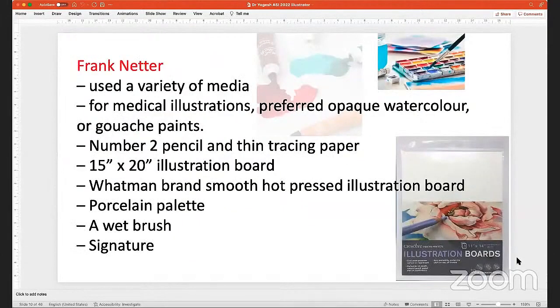Frank Netter, actually, I was curious how he drew his illustrations. He used a variety of media for medical illustrations. He preferred opaque watercolor and gouache paints. He used to draw the illustrations using a number 2 pencil and a keen tracing paper. He used illustration boards, particularly prepared by the Vatman company, which are hot press illustration boards. But nowadays these illustration boards are very rare to get, so the Crescent company is producing another type of illustration board. He used porcelain paints, a wet brush, and at the end he used to put his signature.